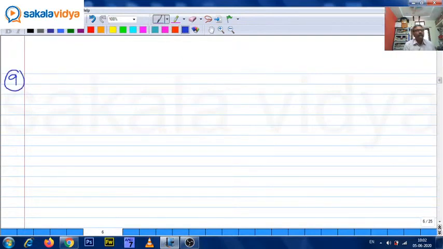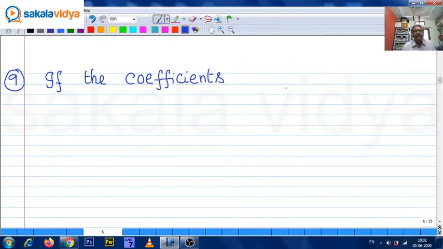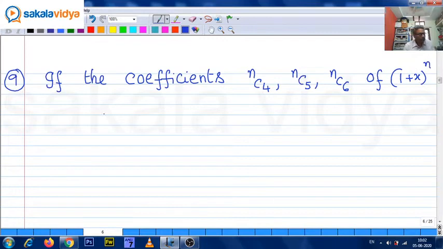Ninth one, if the coefficients nC4, nC5, nC6 of (1 plus x) whole to the power of n are in AP, arithmetic progression, then n is equal to, or n equals to.